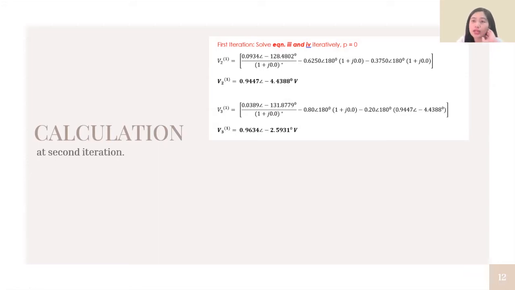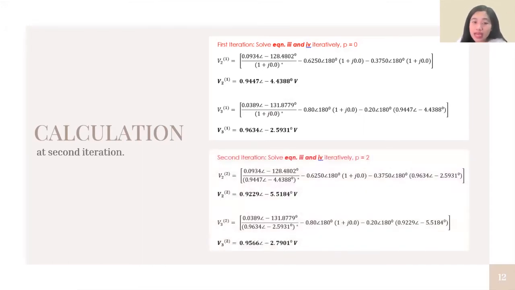So if we are to calculate for that, we are going to have an answer of 0.9447 at an angle of negative 4.4388 degrees voltage. As for V3, substitute ulit yung lahat ng values natin for V1, V2, and V3. So that's going to be 0.9634 at an angle of negative 2.5931 degrees voltage. Okay, from that, we have to solve for our second iteration.